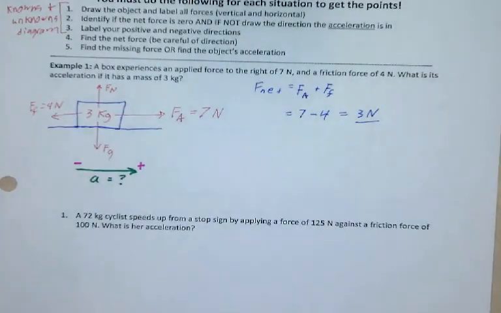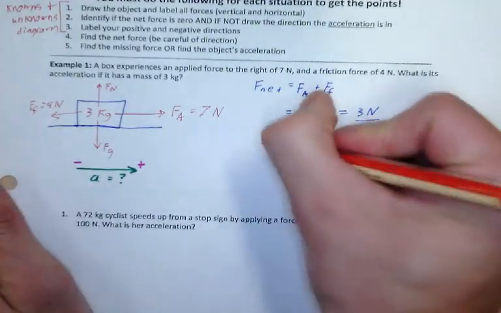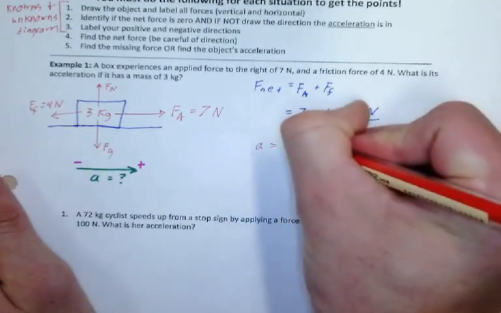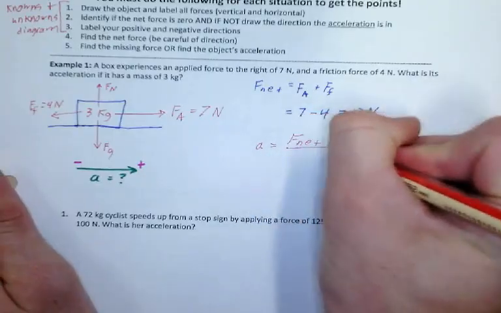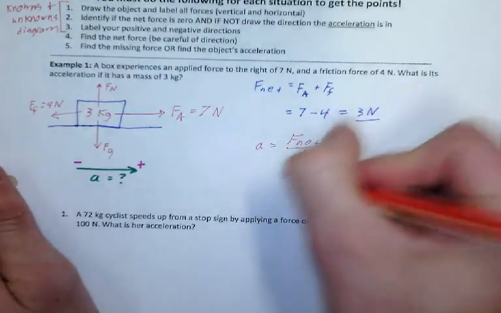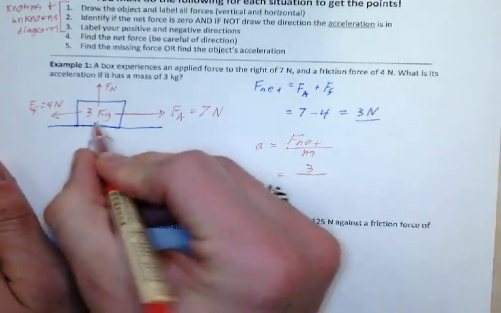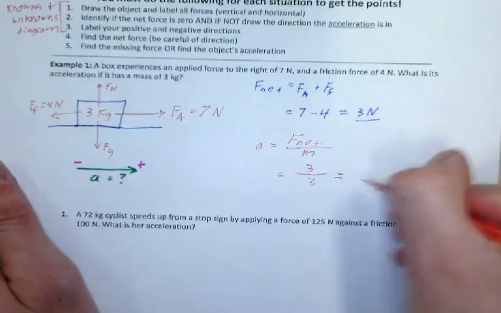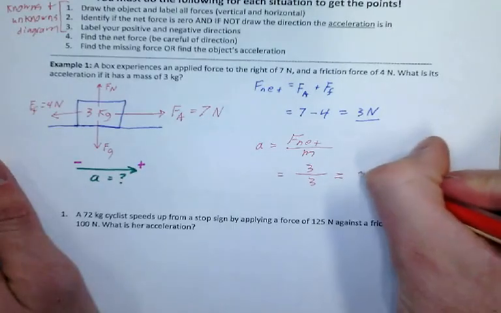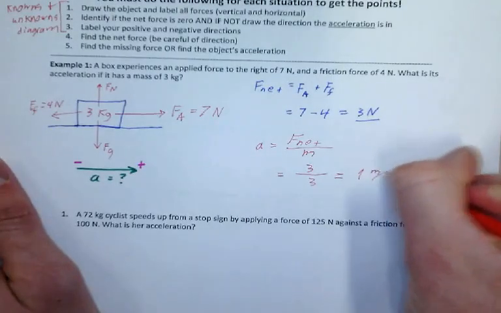Now I need to find what I'm missing. I'm either going to be missing a force, which we'll do in the next one, or I'm going to be missing the acceleration. In this case, we're missing the acceleration. So I'm using that other equation, A equals F net over M. The F net I just found was 3. The mass I had was 3. That gives me an acceleration of 1 meter per second squared, and that's my answer.